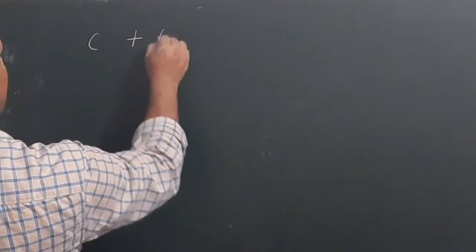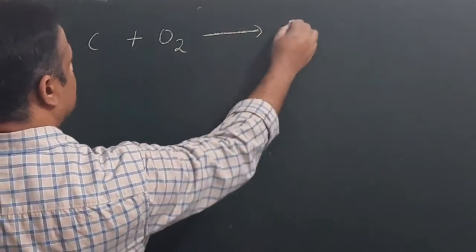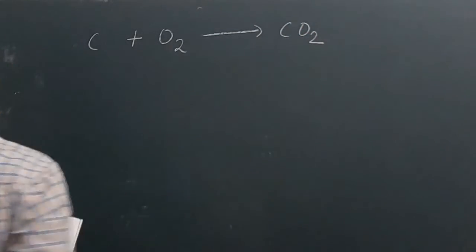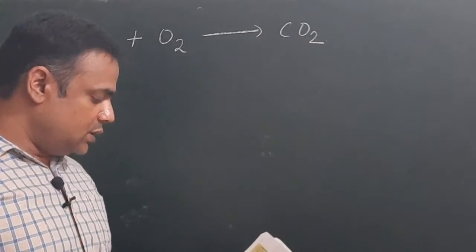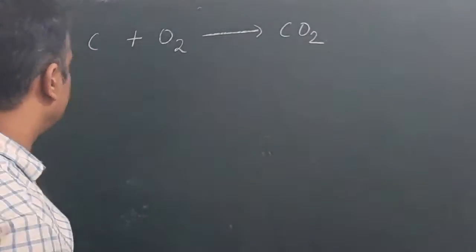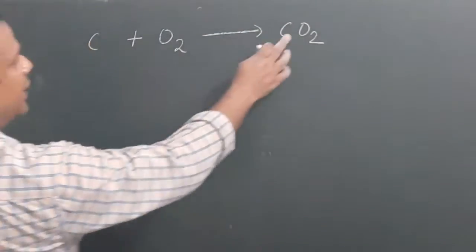Next question is, calculate the amount of carbon dioxide that could be produced when 1 mole of carbon is burnt in air. We have 1 mole of carbon and we are burning to produce carbon dioxide. Then we have to calculate the amount of carbon dioxide. We have 1 mole carbon and we have to produce carbon dioxide.